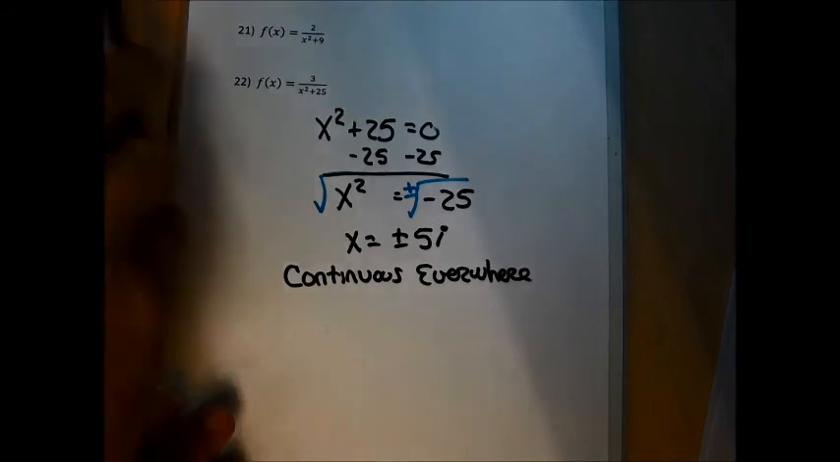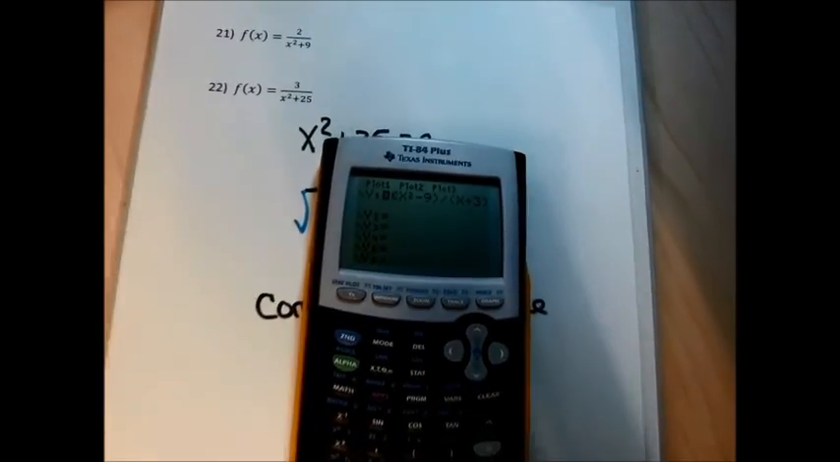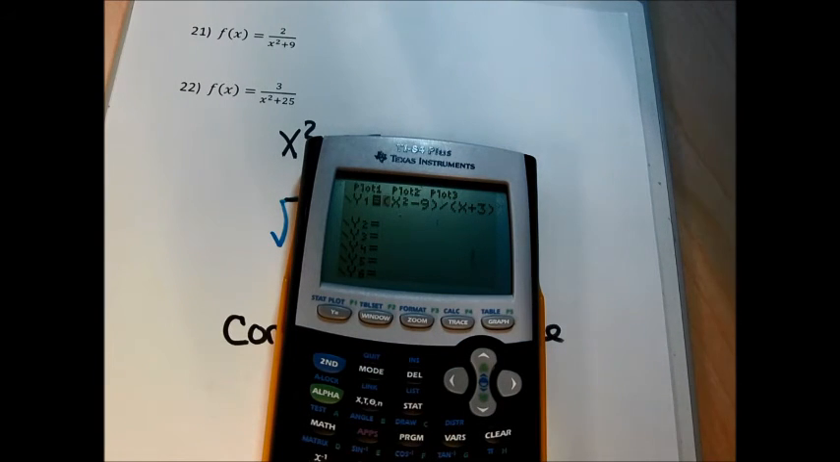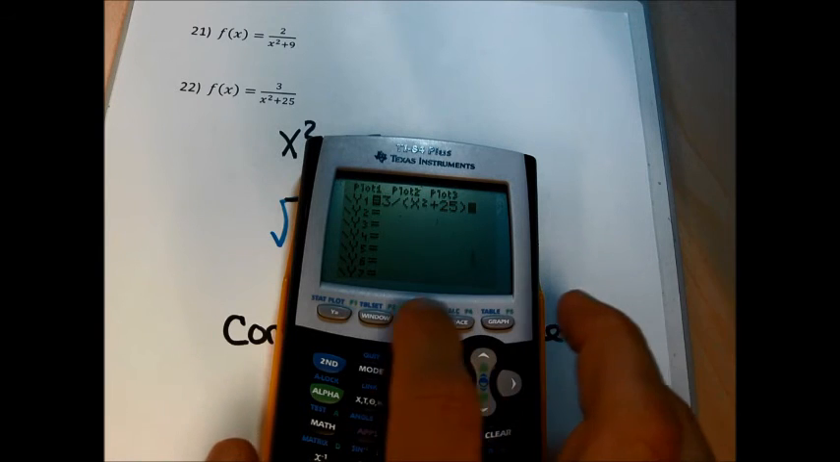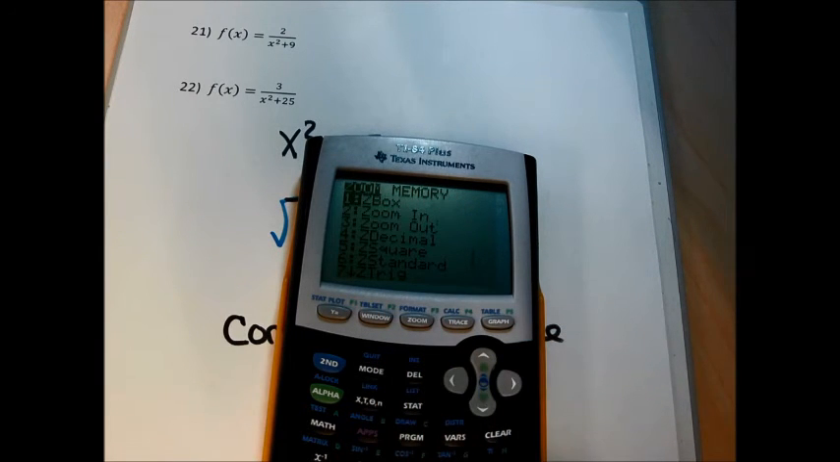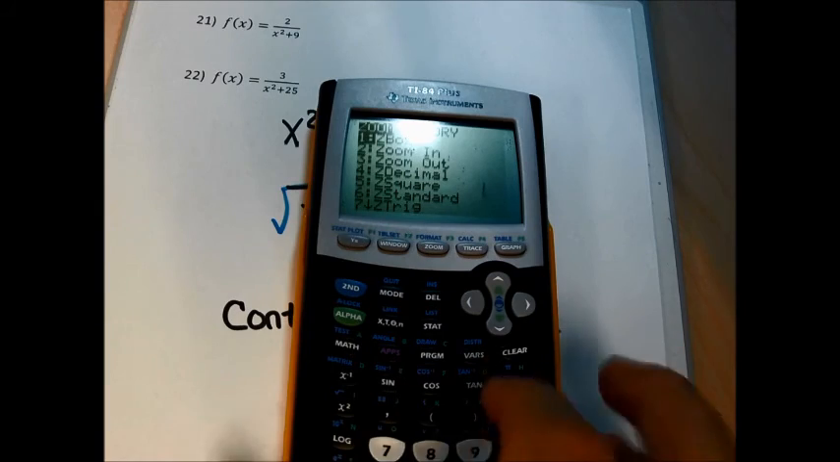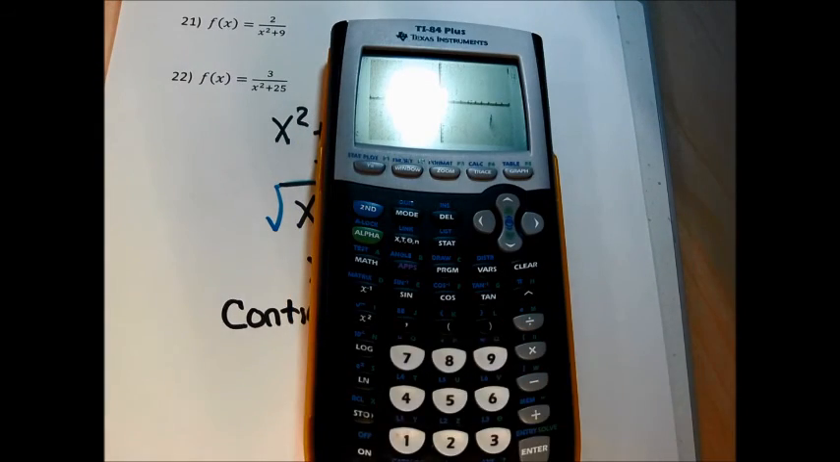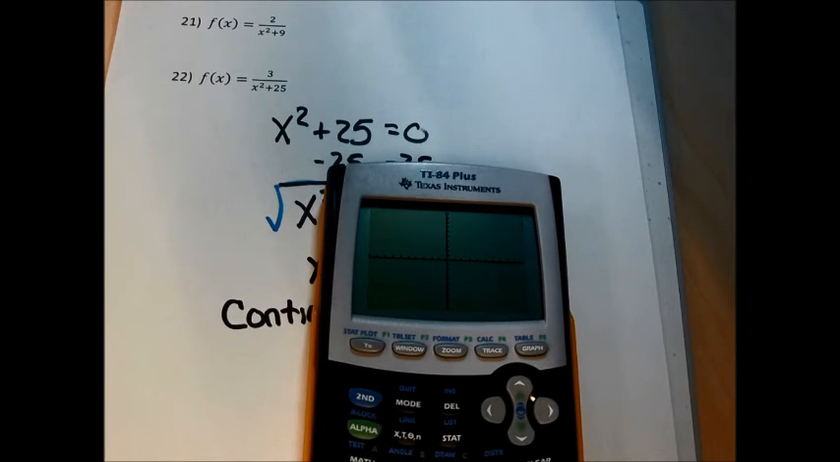So let me take a stab at graphing this, just so you can see that it doesn't have a hole, nor a vertical asymptote. I'm going to go clear, 3 divided by parentheses x squared plus 25. I don't really know what this graph is going to look like. I'm going to hit zoom standard, zoom 6. I'm not seeing anything because that's a cruddy window. Now, I'm not sure what the window should be. I know my x's aren't bad, it's my y's that are messed up.